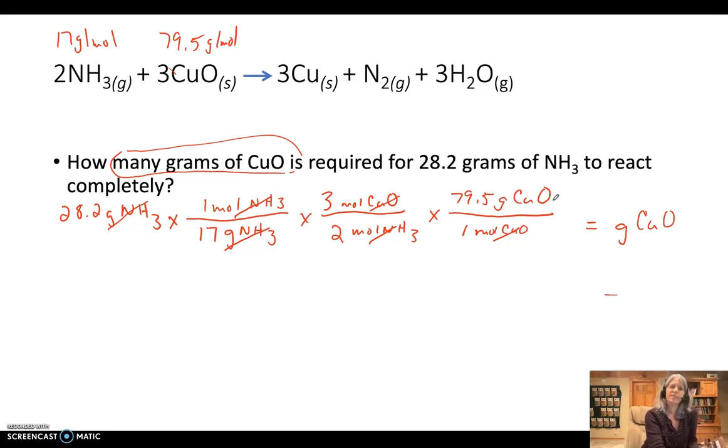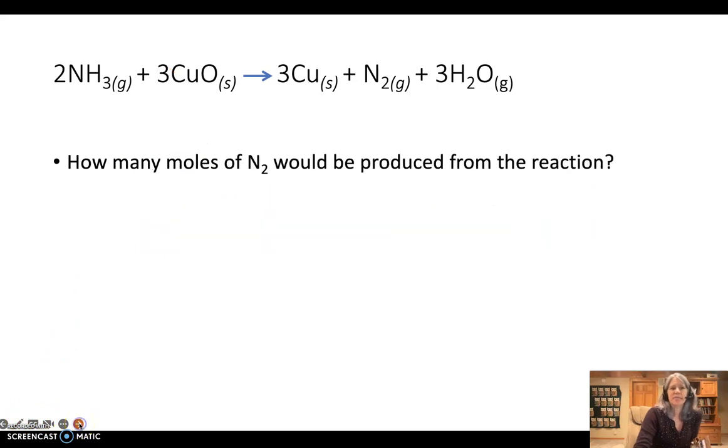197.8 grams. We'll try to follow our rules for significant figures. Since we have 3 significant figures in the data given, we want 3 significant figures in the answer that we get. So this is going to be 198 grams of copper oxide. The important thing, again, is to make sure we understand where we got all the conversion factors that we used. Okay, so now we can go on to the next problem.